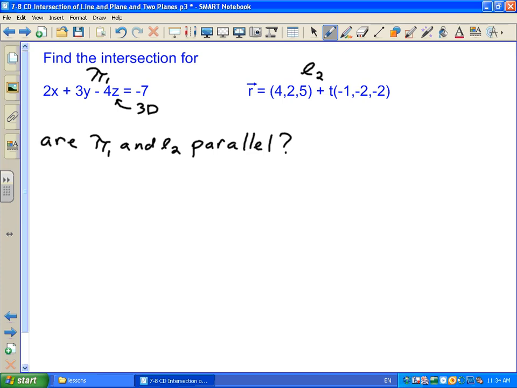And the way that we can check this is by looking at the vectors that we can easily get from our equation for a plane and our equation for a line. From our plane, we can get our normal vector. We'll call this normal 1 here. The normal vector is going to be 2, 3, -4. It's just those coefficients a, b, and c in our Cartesian equation. And from our line, we can easily get our direction vector. Direction vector here is going to be -1, -2, -2.